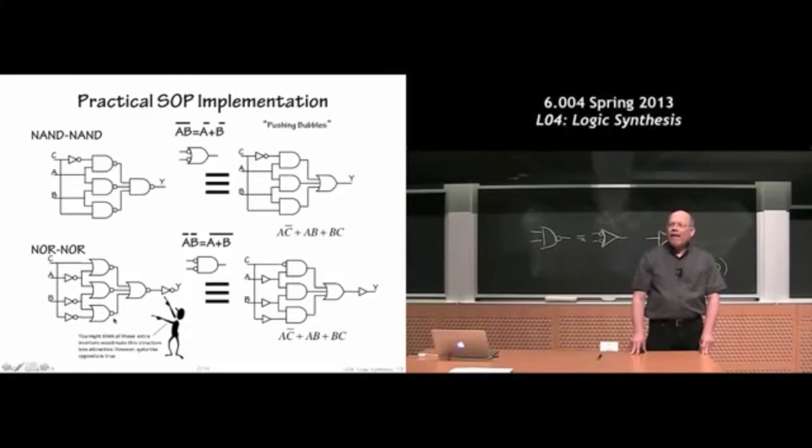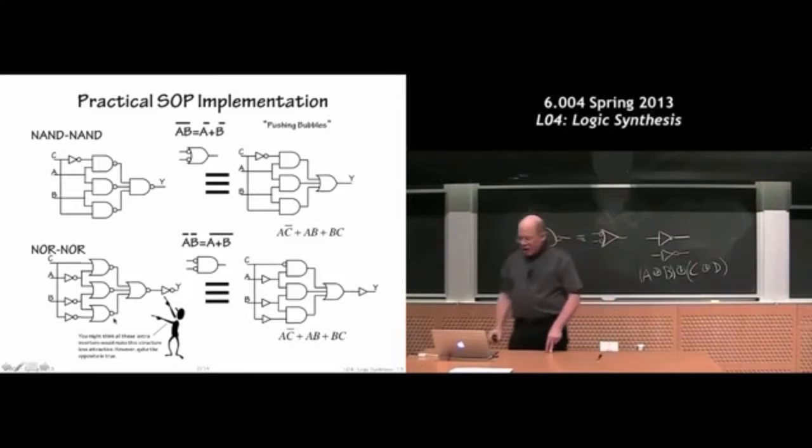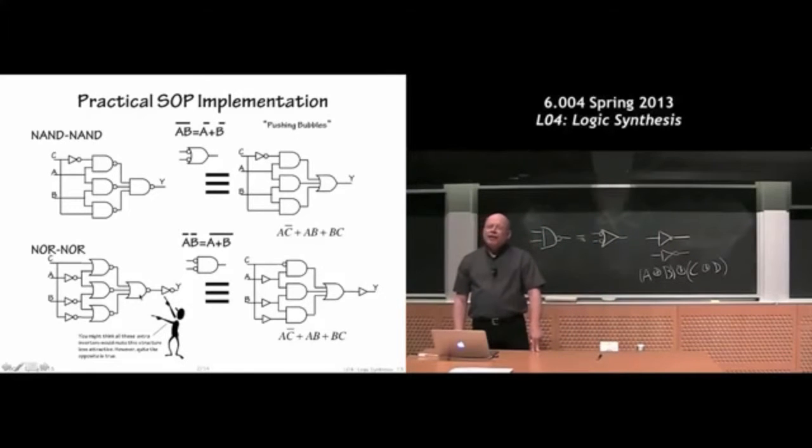Yes, sir? Maybe the NOR gate is easier to build or less expensive. And so the answer is NANDs and NORs actually turn out to have exactly the same number of FETs in them. But that's a good idea. You're sort of on the right track. Yeah?